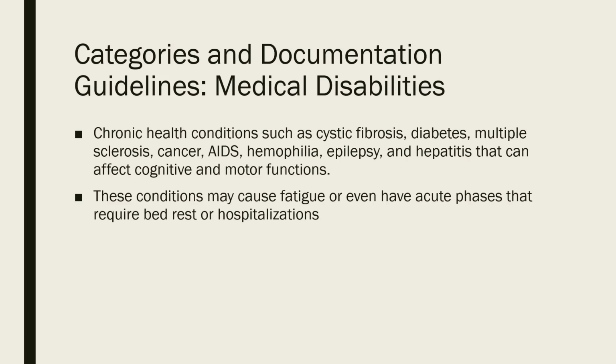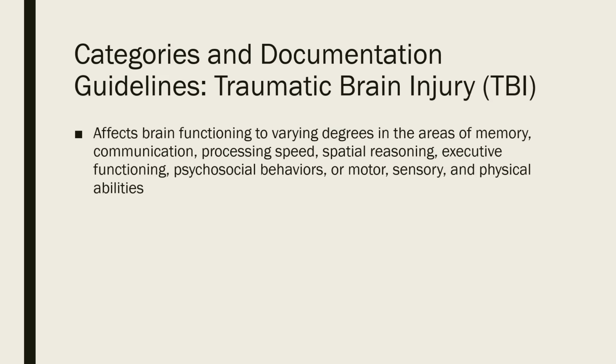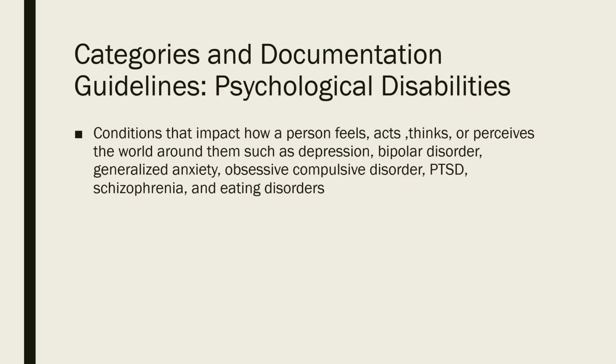Chronic health conditions such as cystic fibrosis, diabetes, multiple sclerosis, cancer, AIDS, hemophilia, epilepsy, and hepatitis that can affect cognitive and motor functions. These conditions may cause fatigue or even have acute phases that require bed rest or hospitalizations. Traumatic brain injury category affects brain functioning to varying degrees in the area of memory, communication, processing speed, spatial reasoning, executive functioning, psychosocial behaviors, or motor sensory and physical abilities.